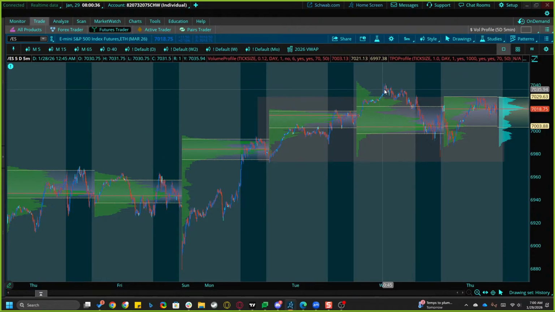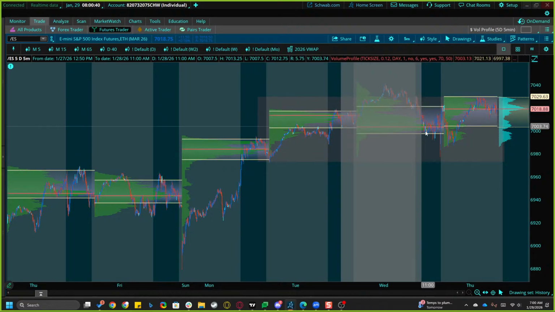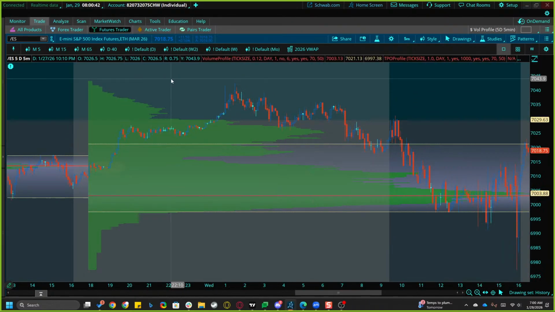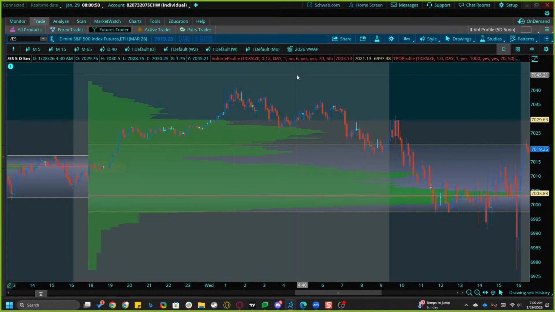Now, sure, we got a little bit of trash up here to deal with, but we can see on that volume, we didn't run into a bunch of sellers up here. We just ran out of buyers. Buyers got exhausted.